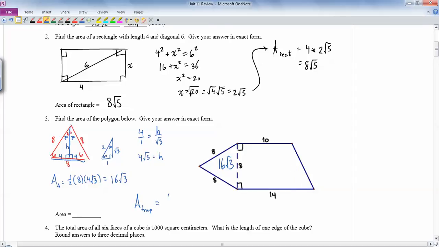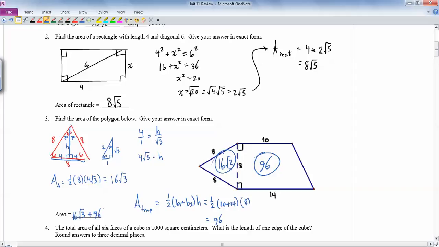So area of a trapezoid is 1/2, it's the average of the bases times the height of the trapezoid. So 1/2 10 plus 14 times 8. So that's going to be half of 24, which is 12, times 8, which is 96. So this part's 96. And so all we do is we add the two. So it's 16 root 3 plus 96.